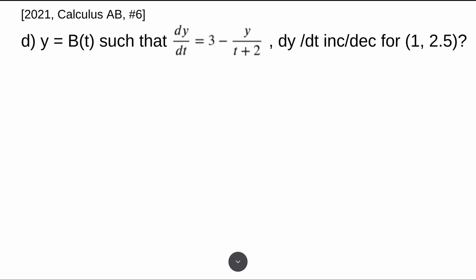In part D of the question, we have a second patient also receiving medication. There's a function that describes the level of medication in that patient, y equals B of t. And we are given that B of t satisfies the differential equation dy/dt equals (3 minus y) over (t plus 2). We are asked to use this information to determine if dy/dt is increasing or decreasing at the point (1, 2.5).